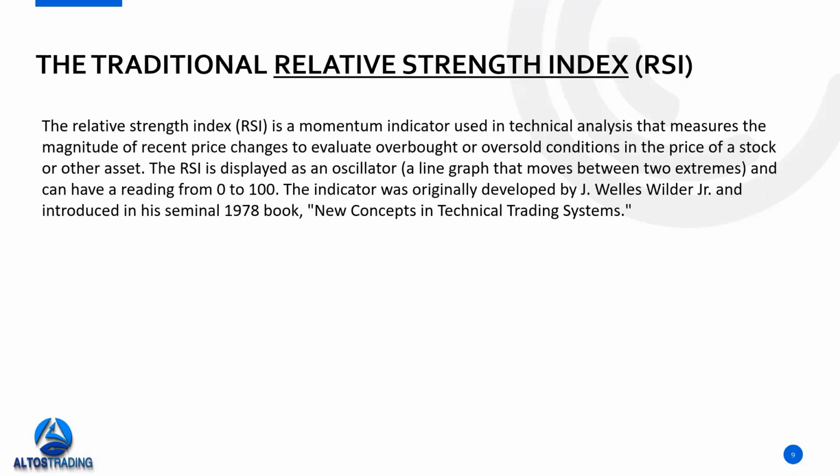And it's displayed as an oscillator. So when you add the RSI to your charting platform, it's going to show up as a line graph that moves between two extremes. And it is what's called a bounded indicator. So it does have a maximum that it can move up or down. And so it's bounded to the downside and to the upside. And it can have a reading from anywhere between 0 and 100.